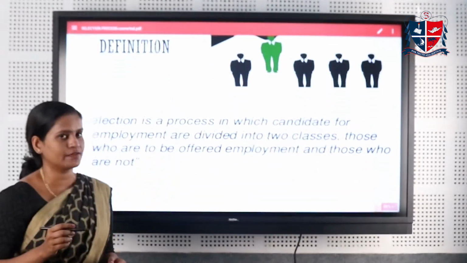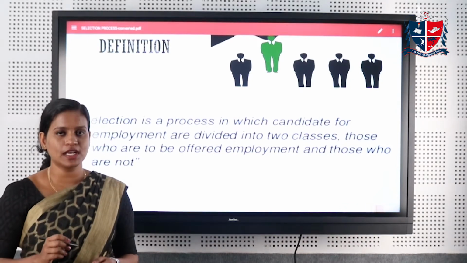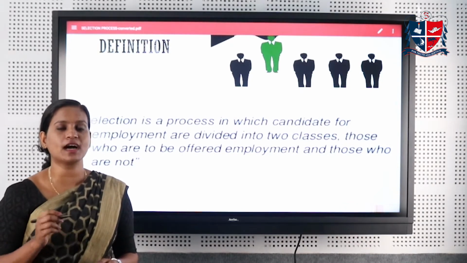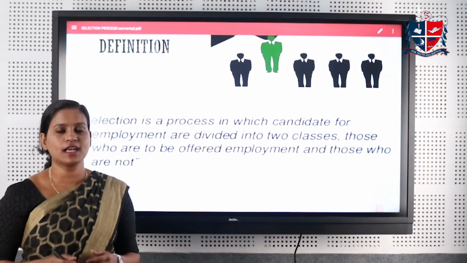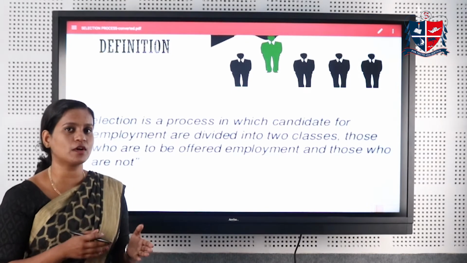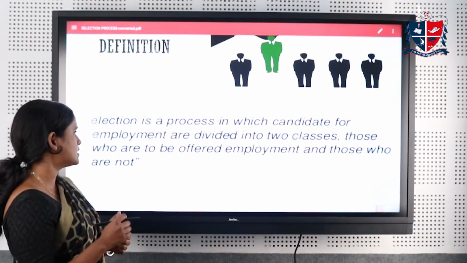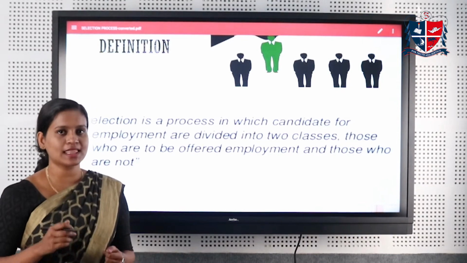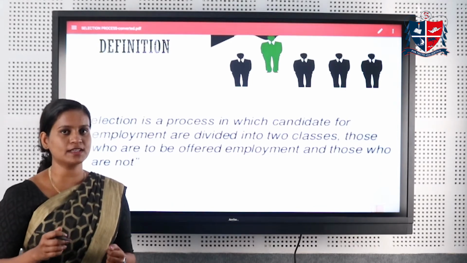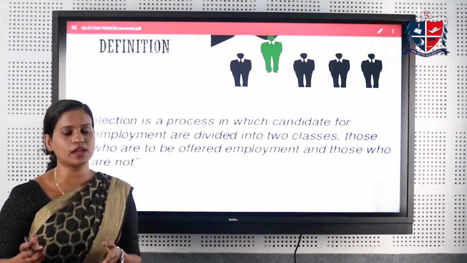Now coming to the definition of selection. Selection is the process by which the candidates for employment are divided into two classes: those who are to be offered the job and those who are not. So the definition is, selection is the process by which the candidates for employment are divided into two classes, those who are offered employment and those who are not.